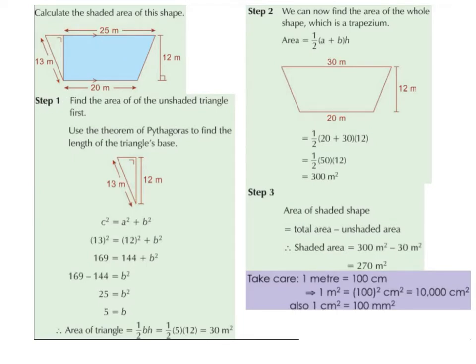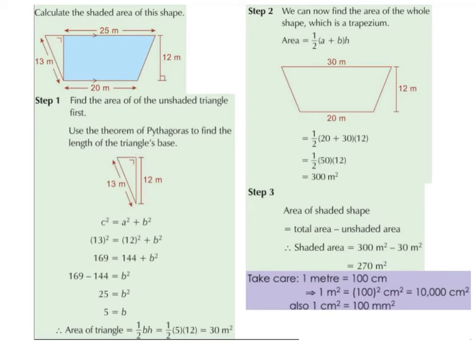So step one, we're going to find the area of the unshaded triangle first. So we're going to try and find the area of this little triangle at the side. We're going to use Pythagoras' theorem to find the length of the triangle's base. So if this is 12, then this is also 12. So we can label this as 12. This is 13. And now we're going to try and find this distance up here.